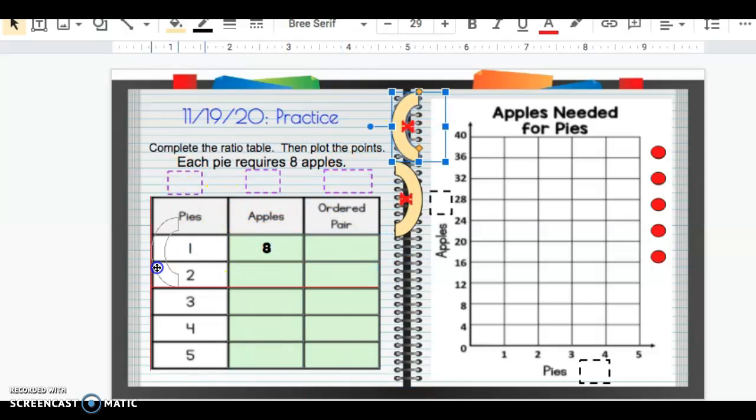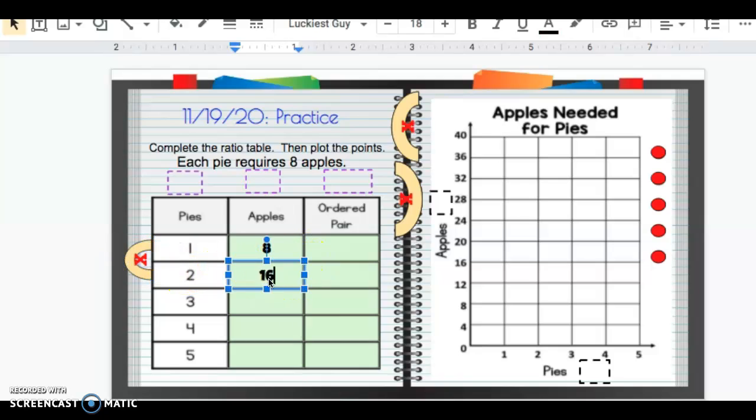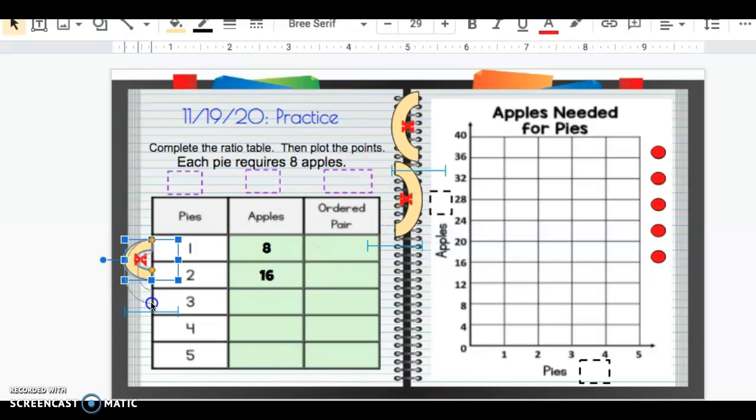So what did we do to 1 to get to 2? We have to figure out what we did to 1 to get to 2. So 1 times what gives us 2? 2. So 8 times 2 is 16, because whatever you do to one side, you do to the other. So then we bring this down.